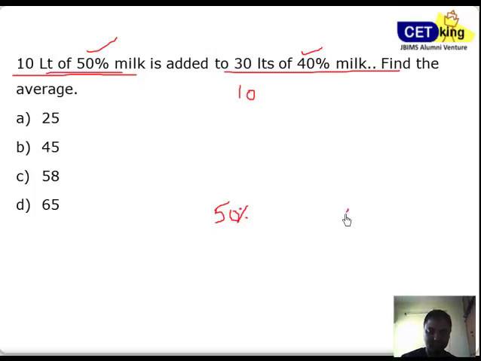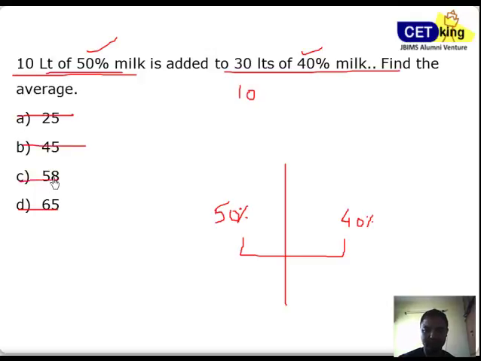First of all, the average has to be between these two. There is some 40 and there is some 50. If you mix both of them, the average has to be more than 40 and less than 50. Your answer will lie between these two numbers only. So obviously this is gone, this is gone, this is gone. Whatever the quantity is, what difference does it make? It's a percentage. Even though it's not percentage, even this is milk.